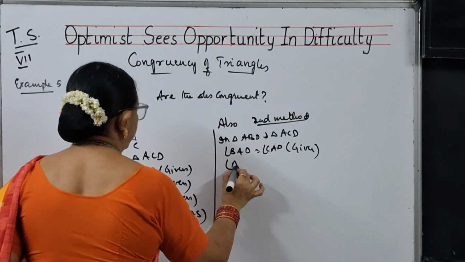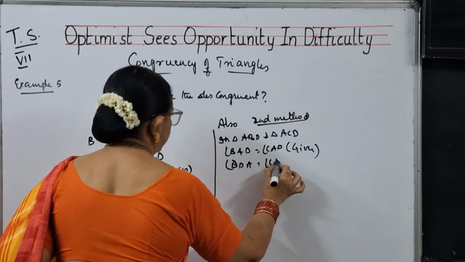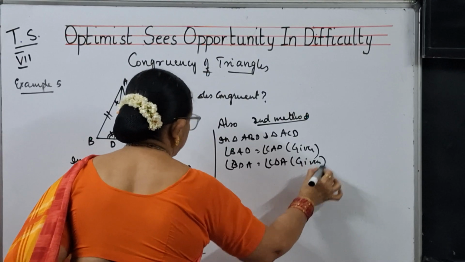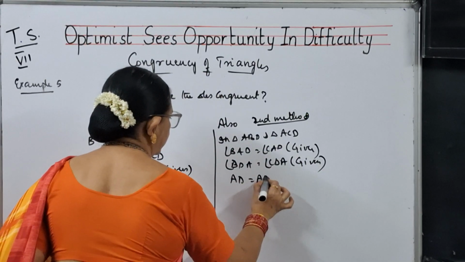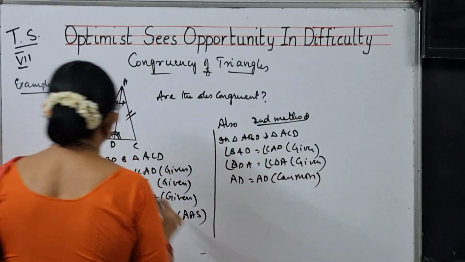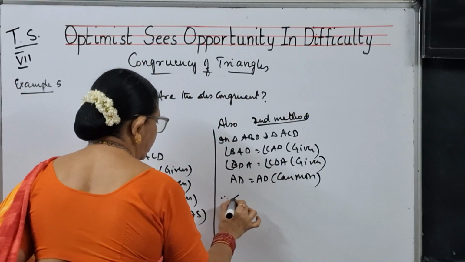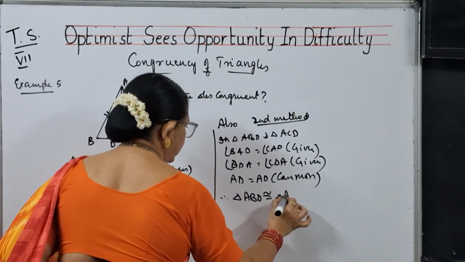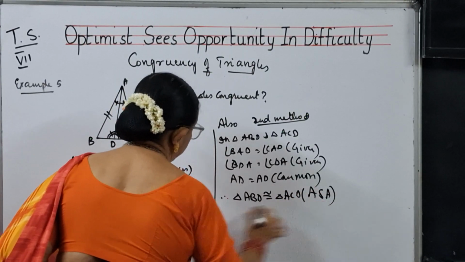And angle BDA is equal to angle CDA. This is also given to us. So here you can say that AD is equal to AD. This is common. See, two triangles are having a common side. Therefore, triangle ABD is congruent to triangle ACD basing on angle side angle property.